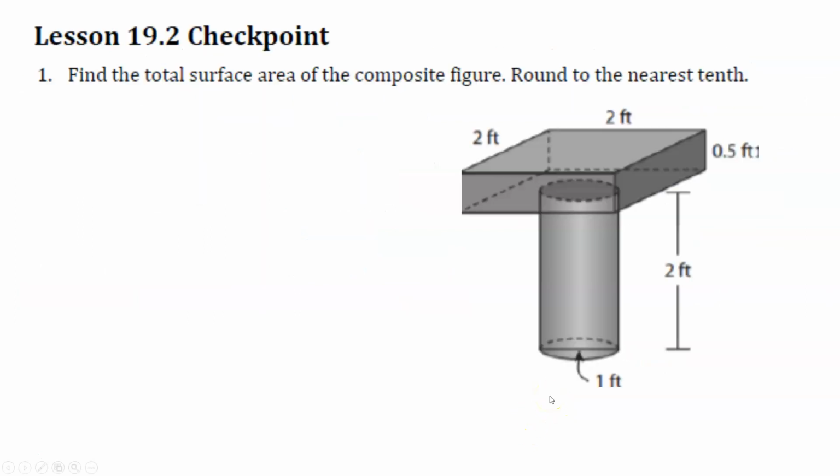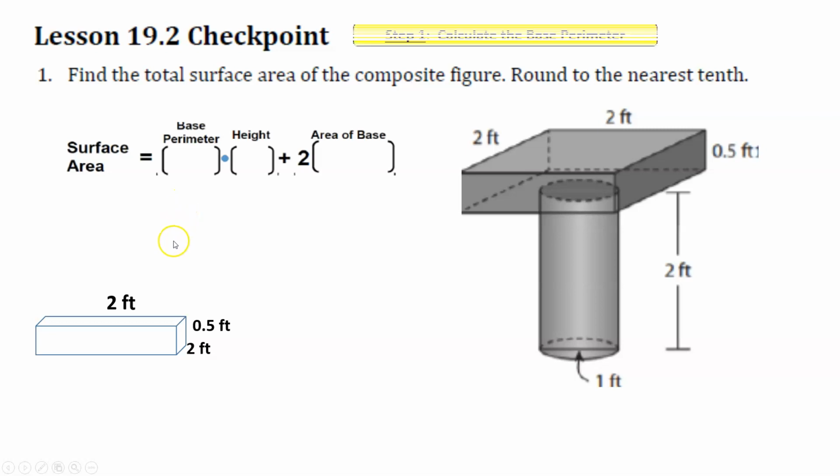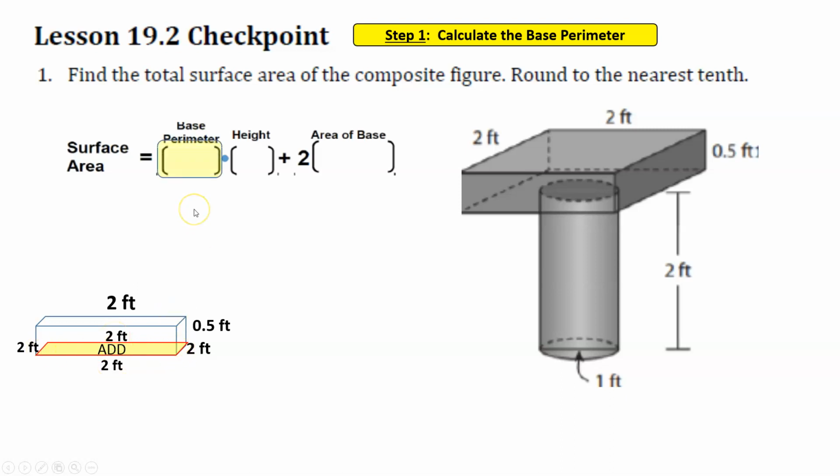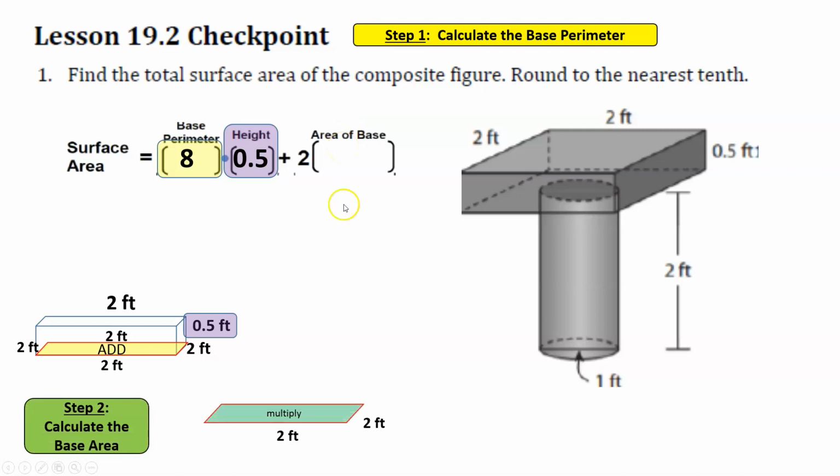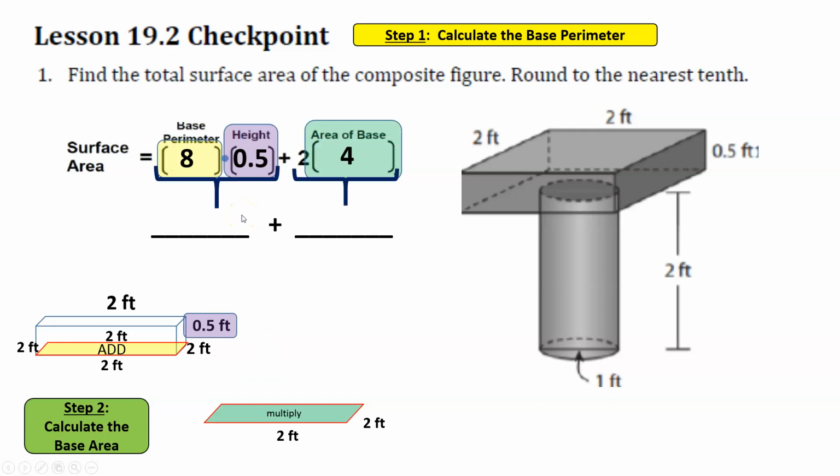All right. Oh, we're at checkpoint. Yay! So let's take a moment and find the surface area of our top box. So remember to calculate the base perimeter. In this case, it's a 2 by 2 and 2 by 2. So let's add that all together. And that would be 8. Our height is 0.5. Area of our base would be 2 times 2, which is 4. Let's go ahead and calculate this out.